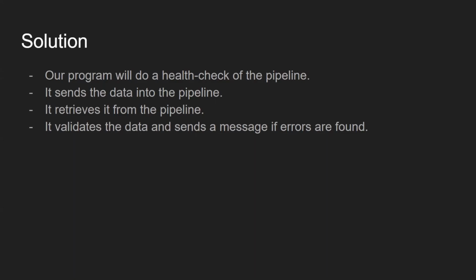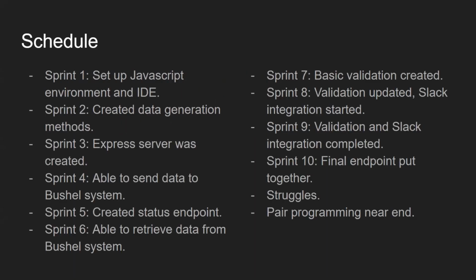Our program will send data into the pipeline where it will be stored in their databases and be accessible to the Bushel apps. Our program will then retrieve the data back from the app to our own program. We will then validate the data and automatically send information to Bushel through Slack if any errors are found. And the way we validate the data is by first checking that all of the data made it through. And once that is confirmed, we validate various fields to ensure they are all accurate.